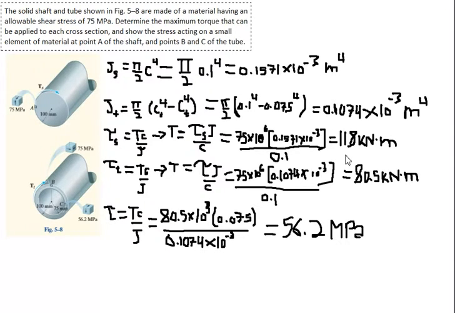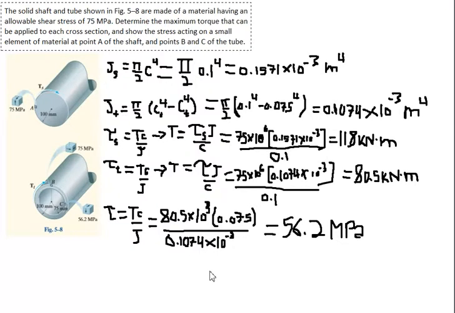This is the maximum internal torque of the shaft. We're going to do the same thing for the tube, rearrange the equation, input the values, and we get 80.5 kilonewton meters. Now, since we have our T value, the internal torque, we're just going to solve for the stress.